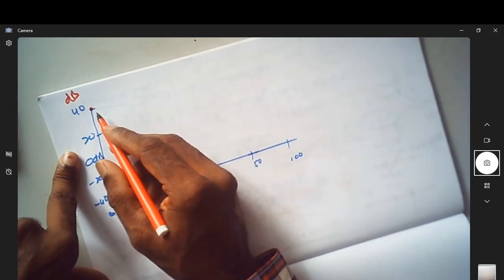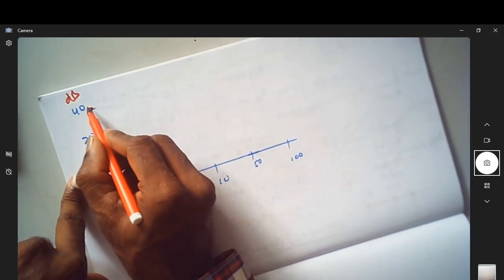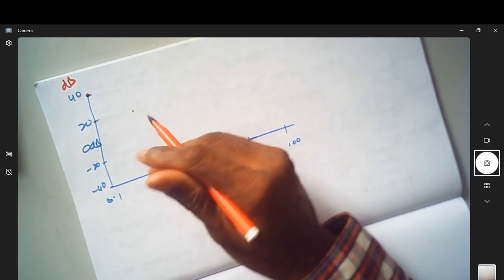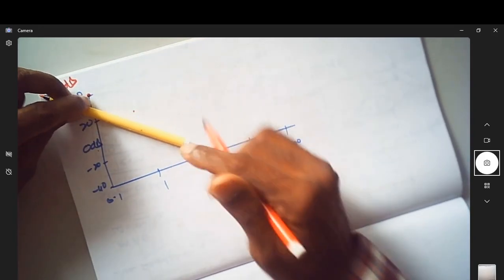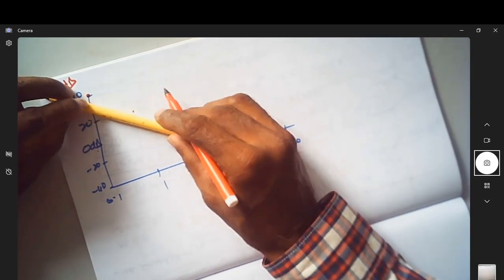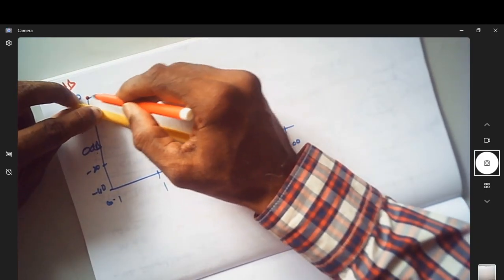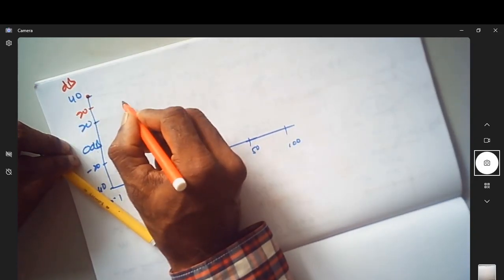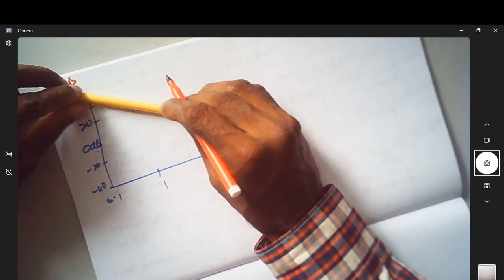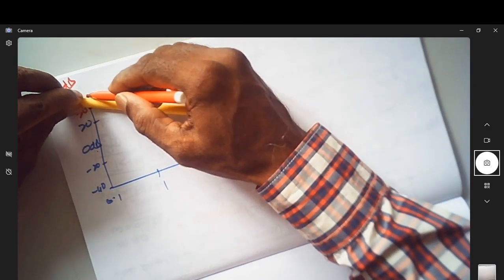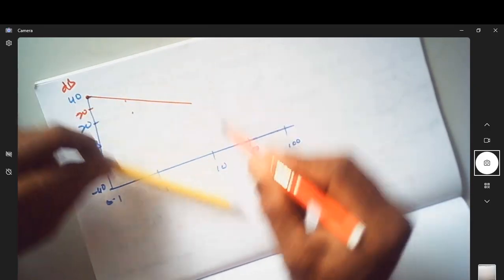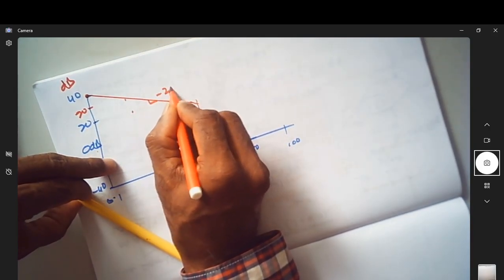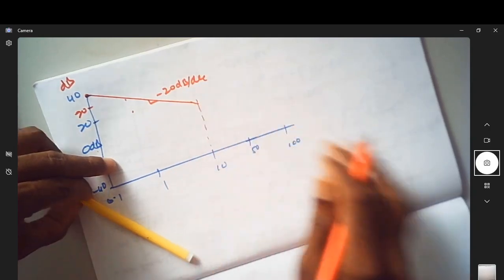So then it has a slope of 20 dB per decade. How to know that 20 dB per decade? Come down by 20 dB, go by 1 decade. So now you join this line and this line till where? Till the first cutoff frequency comes. Let us assume that the first cutoff frequency is at 10. So let me just put this as 20, and let me put this as my point. Now this line goes with a slope of minus 20 dB per decade up to 10. So minus 20 dB per decade is my slope.